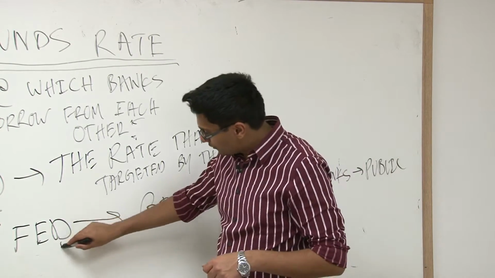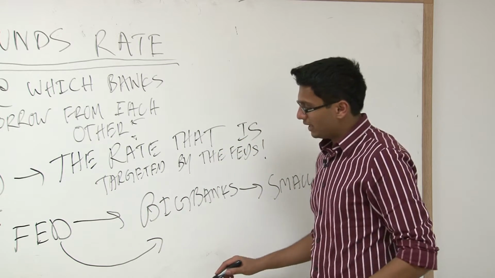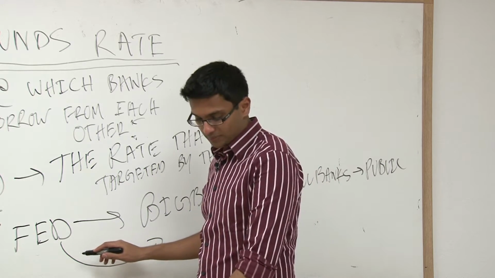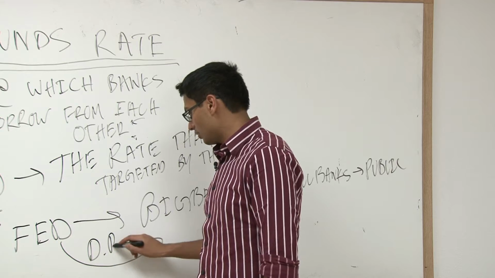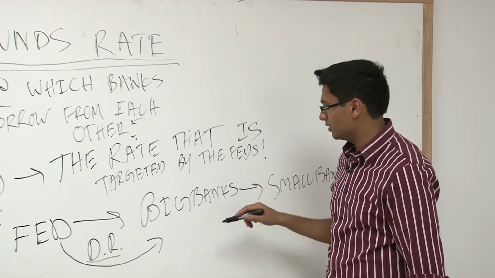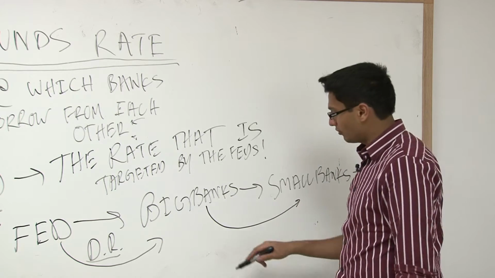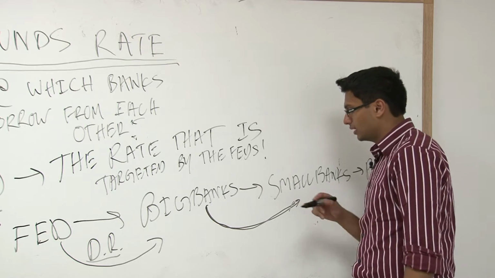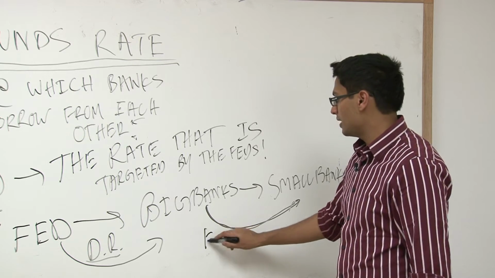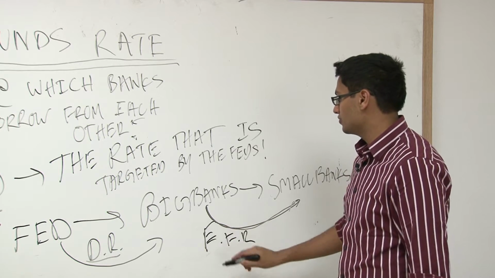The rate at which the Federal Reserve or the federal government gives to the big banks is called the discount rate, DR. I'll go over that in just a few minutes. The rate at which banks lend to each other, the rate at which they borrow from each other, is what we just talked about, the federal funds rate, FFR, standing for federal funds rate.